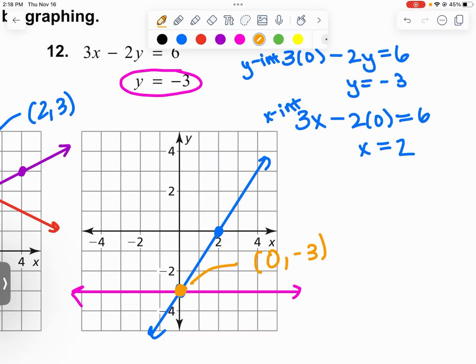This work in blue was to get these two coordinates for my x and y intercepts, to connect them to get that blue line. Okay, it just so happened that one of those points was also our intersection point.